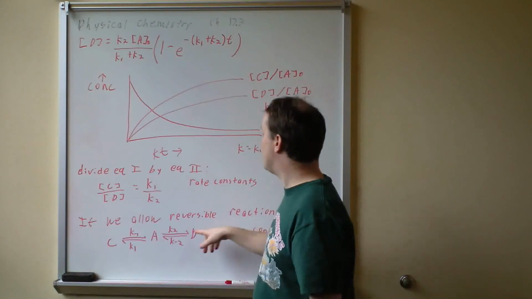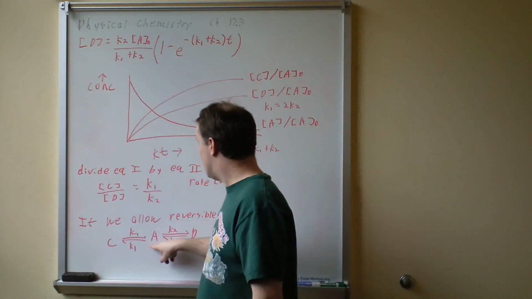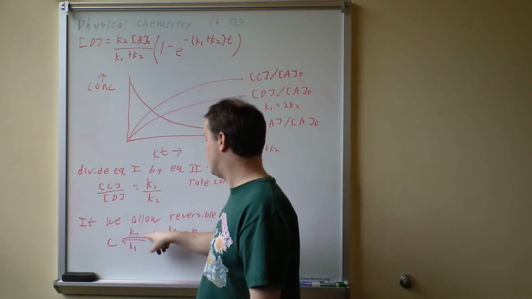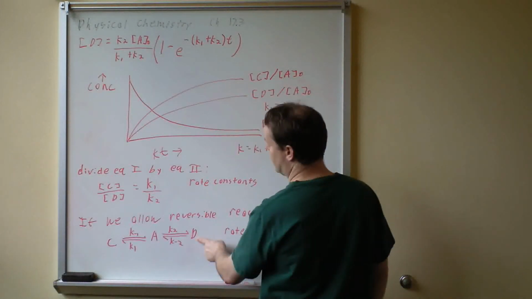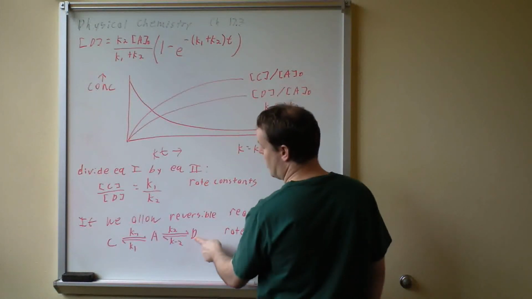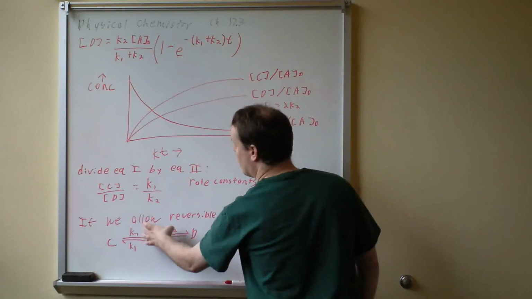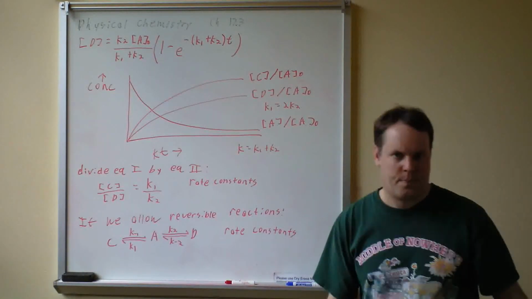But remember, these lowercase k's we're saying are the rate constants. Now if we have a reversible reaction, then for the forward reaction A to C with constant k1, the reverse reaction is going to have constant k-1. And likewise for the forward reaction A to D with constant k2, you'll have the reverse reaction with constant k-2. All four of these constants, remember, are rate constants.